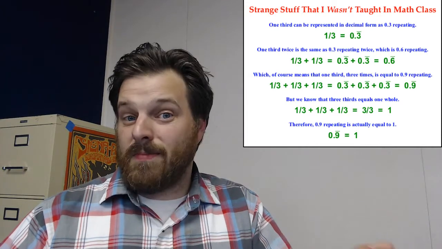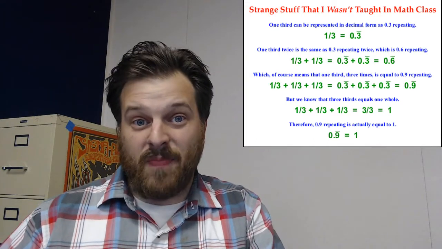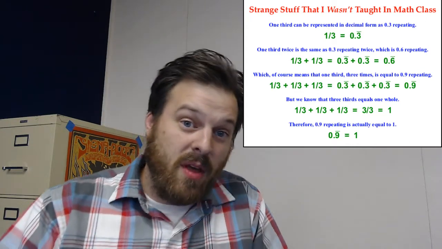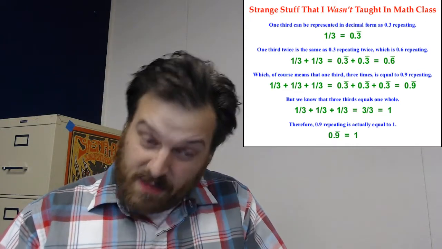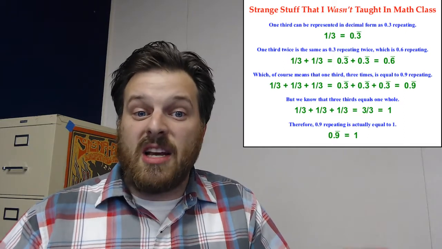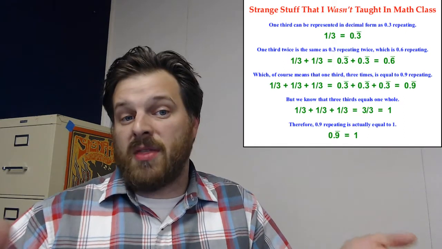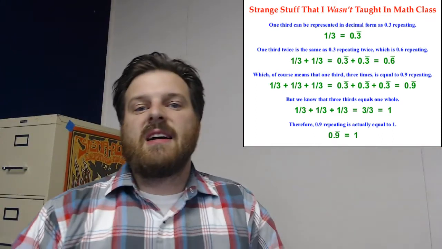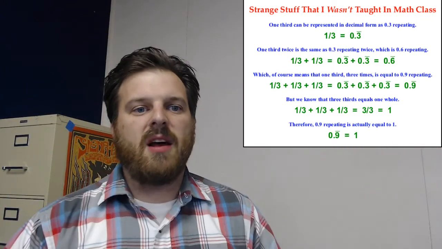So if 0.3 repeating equals 1/3 and 1/3 plus 1/3 plus 1/3 equals 1, then 0.3 repeating plus 0.3 repeating plus 0.3 repeating should equal 1. And we know 0.3 repeating plus 0.3 repeating plus 0.3 repeating equals 0.9 repeating. So it all comes down to equaling 1.